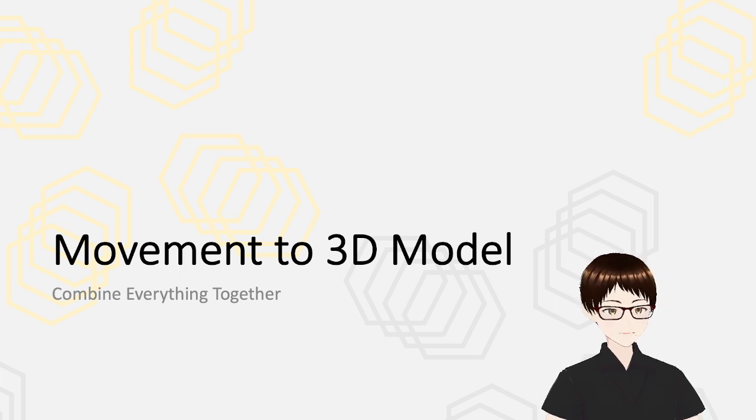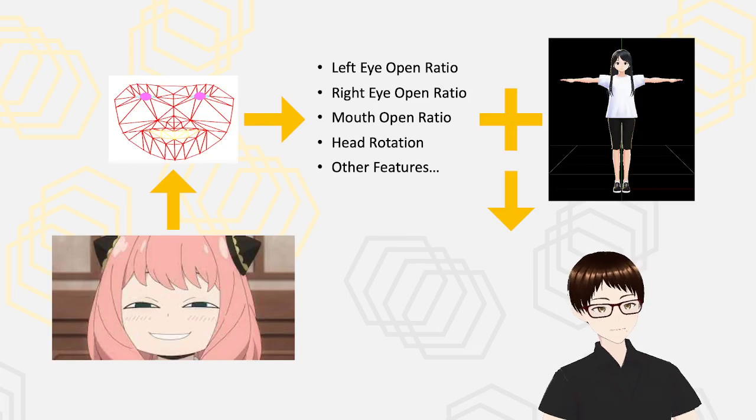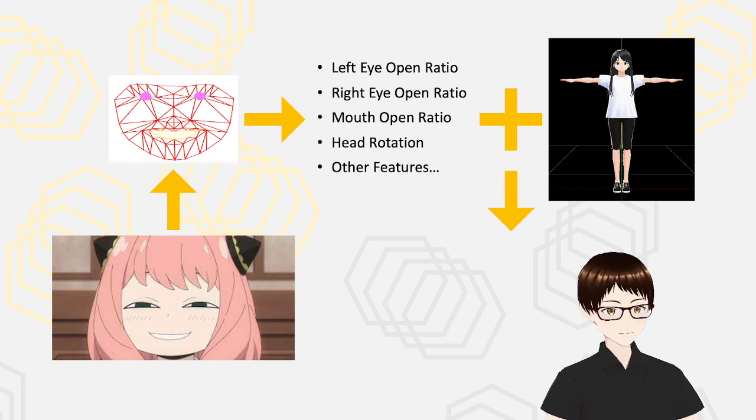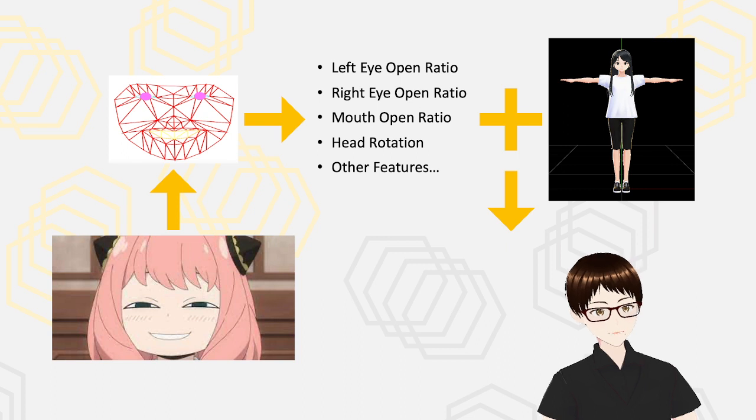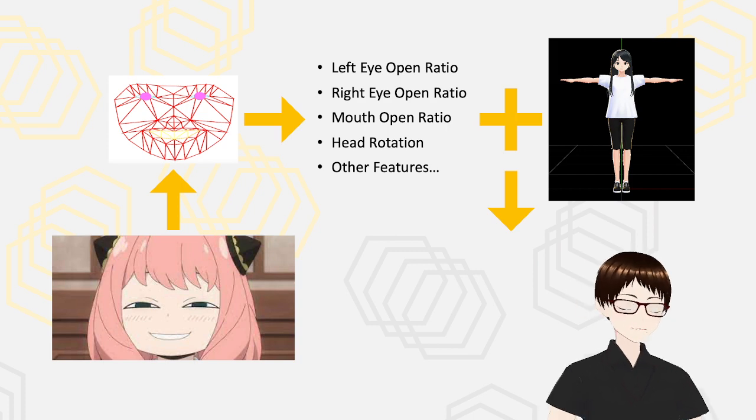Now we'll just need to combine everything, right? So the structure will be using a camera to track our face information, getting the face mesh that we'll need, extracting feature information from the face mesh, and then combining that with the 3D model in T-pose that we got, and then you will be able to get the VTuber movement that we will want.